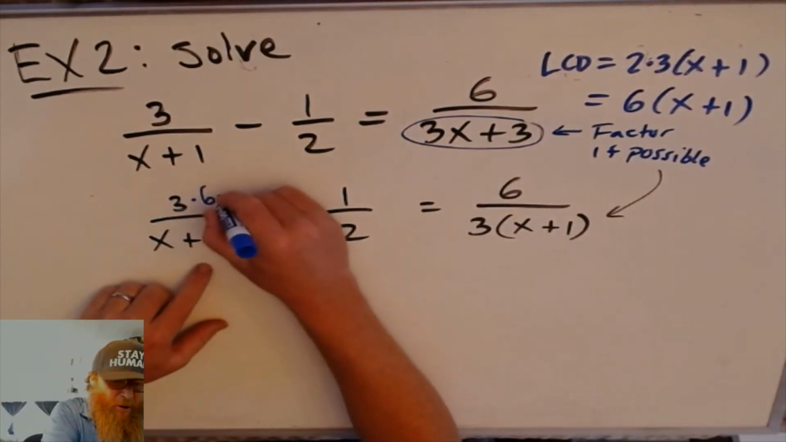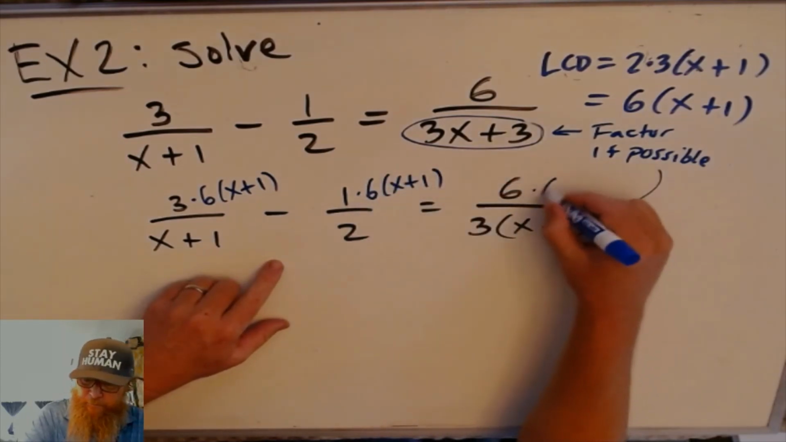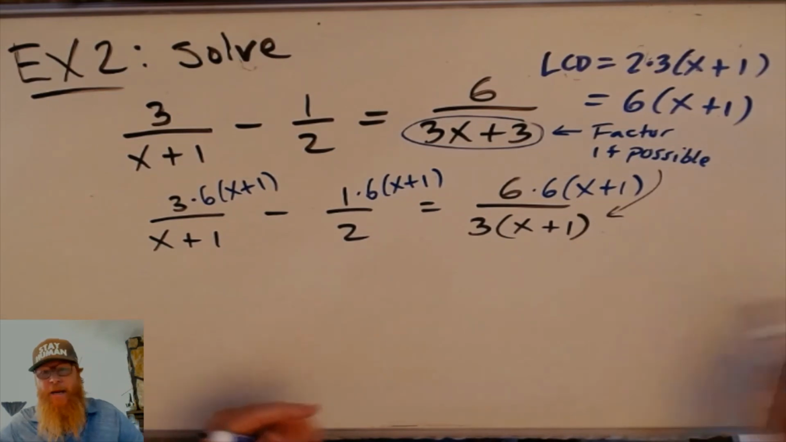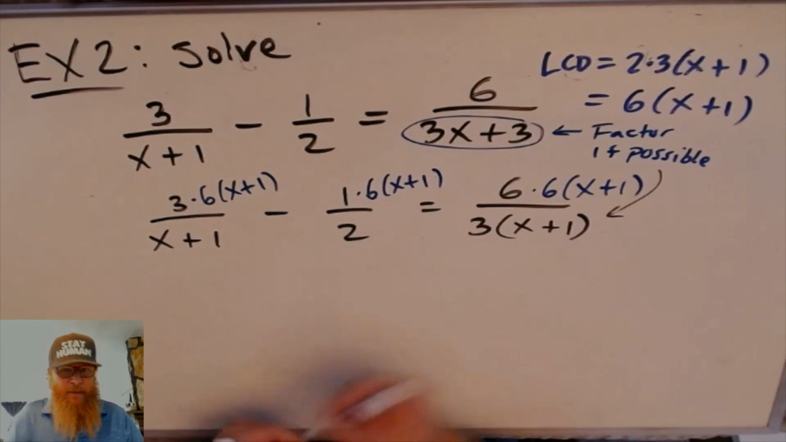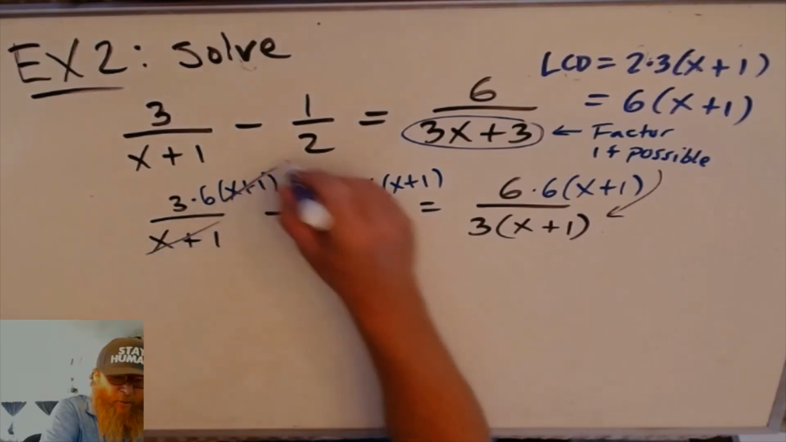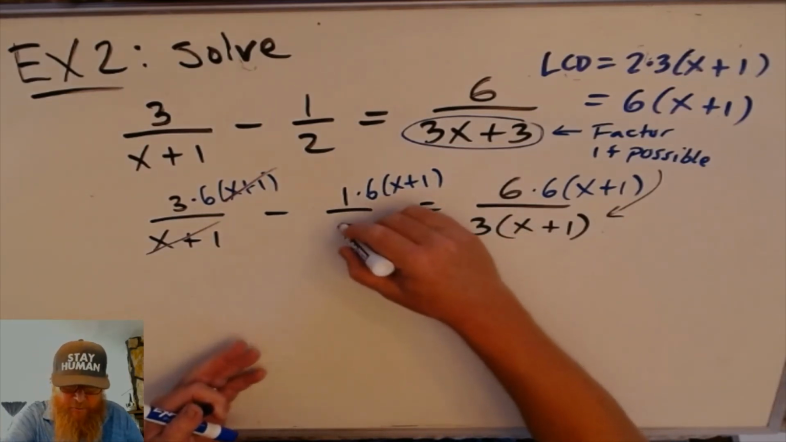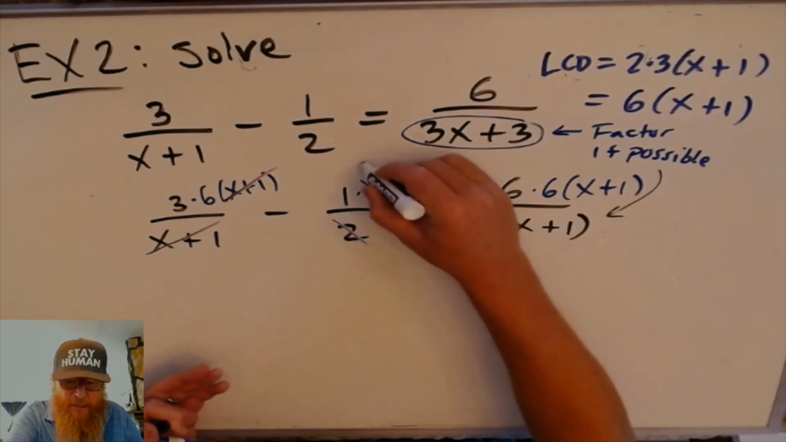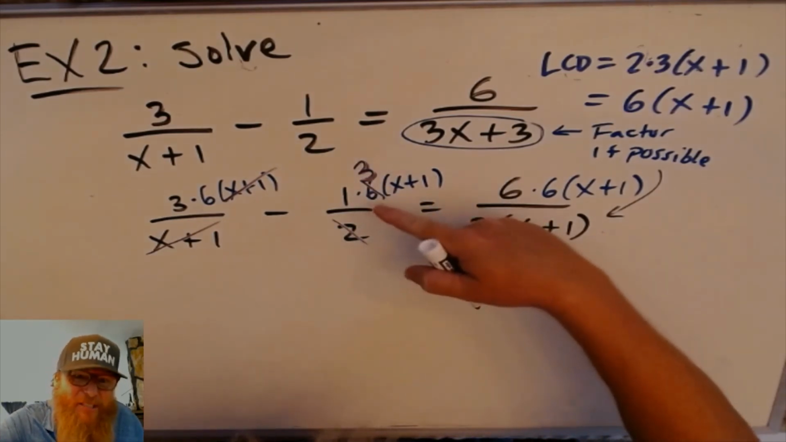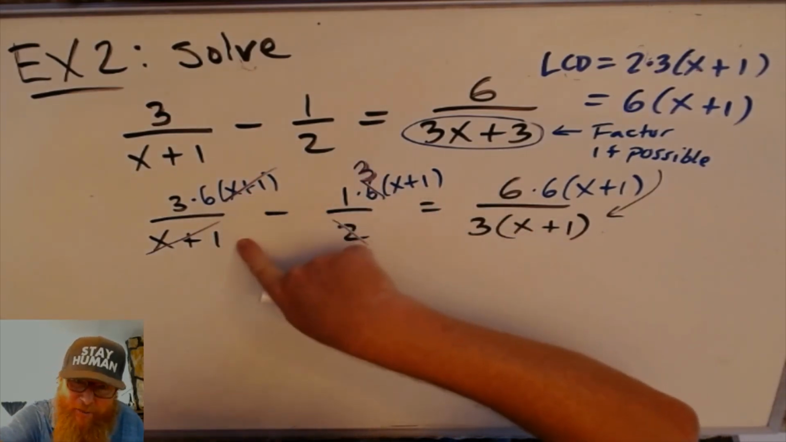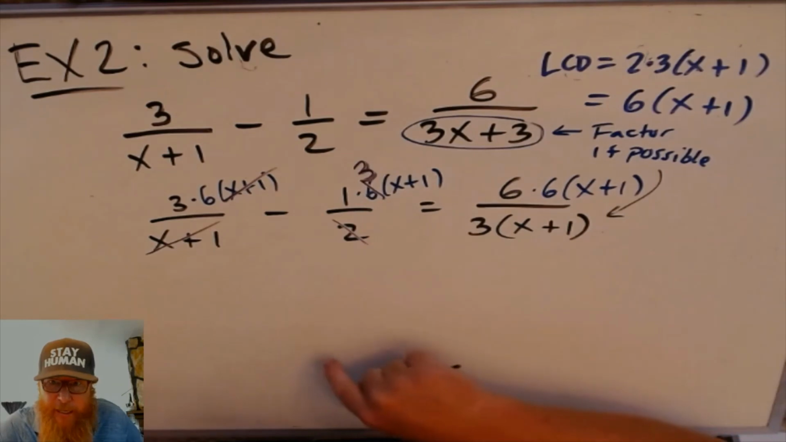So you're going to multiply all your numerators by 6 parentheses x plus 1, and then cancel as much as you possibly can before you go to the next step. So in the first term, we can cancel x plus 1. In the second term, we can cancel a 2. 2 goes into 6 3 times. Canceling is also known as dividing. So x plus 1 divided by x plus 1, those divide out, becomes 1. 6 divided by 2 divides out, becomes 3.